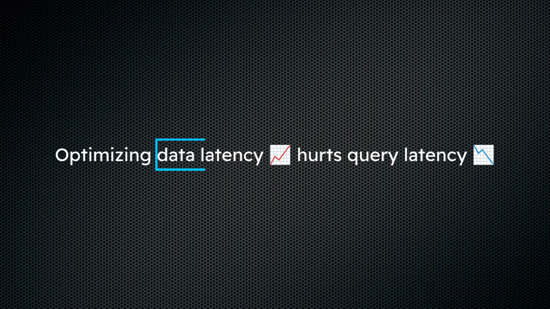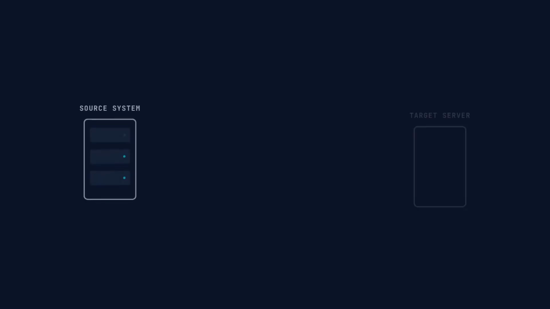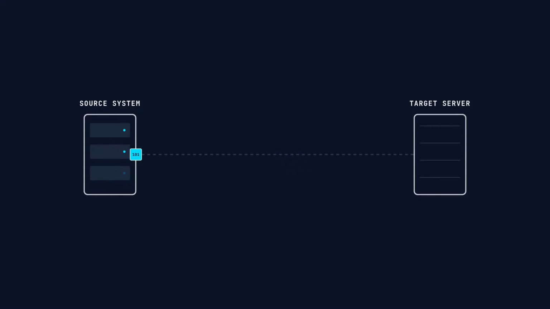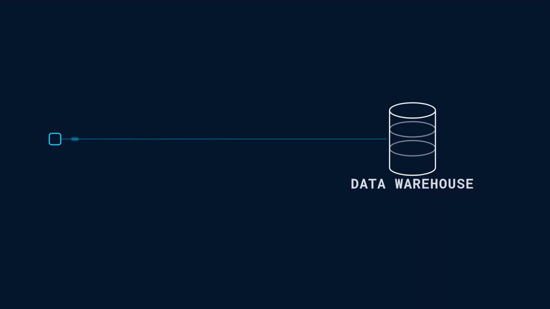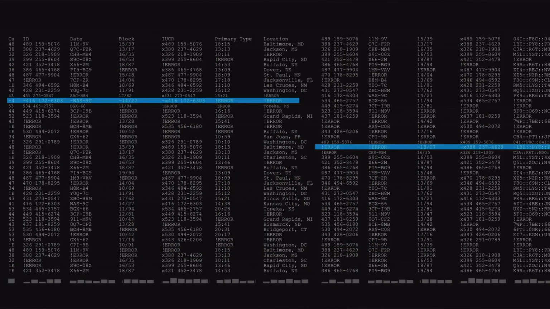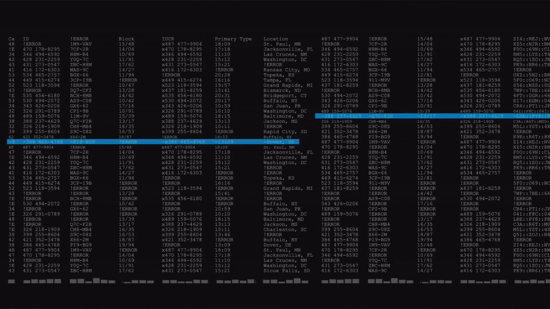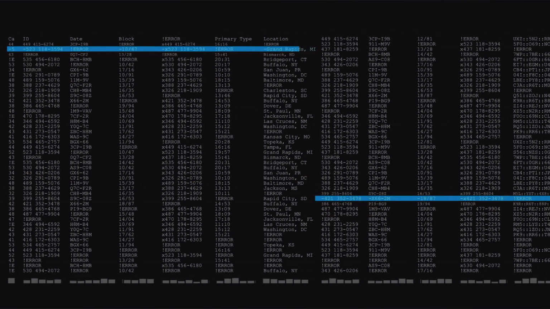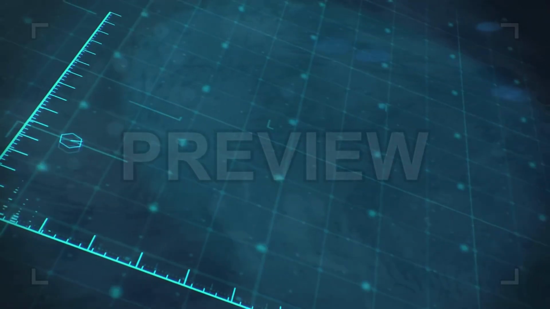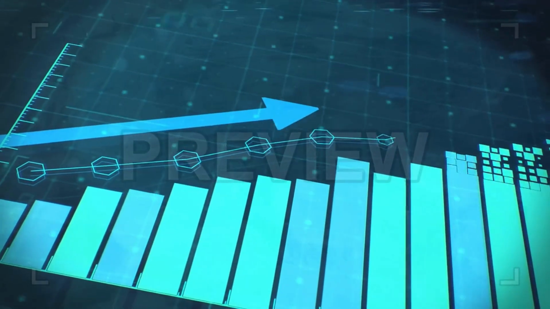Here's the counterintuitive part. In many real systems, optimizing for one type of latency hurts the other. Optimizing data latency can hurt query latency. If you push data into your system as soon as it's created, near real time, you end up with a constant stream of new records with very little time to pre-aggregate or reorganize the data. When a user runs a report, the system often has to scan large volumes of raw or semi-processed data and compute results on the fly. That increases query latency, even though the data itself is extremely fresh.